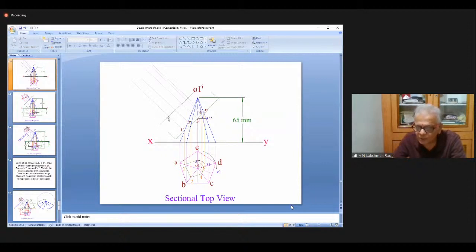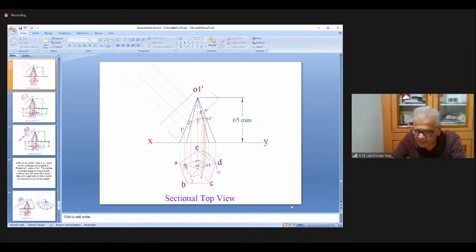Now, I told you from XY, measure distances 1, 2, 3, 4, 5. From XY, measure the distance. This distance you mark here. I'll explain one only. 1 is here. The distance of 1 from XY is you measure from here to here. Take compass, take this radius.